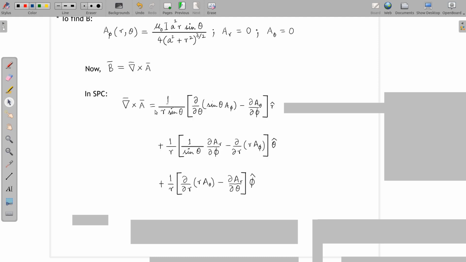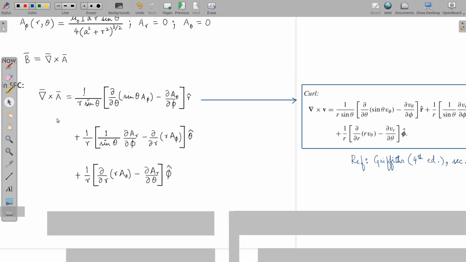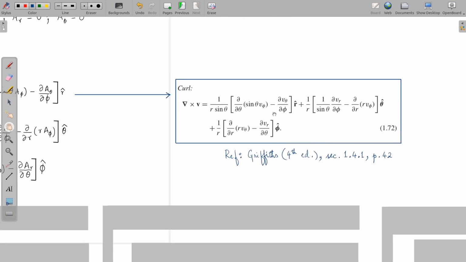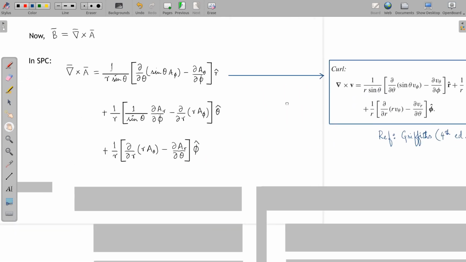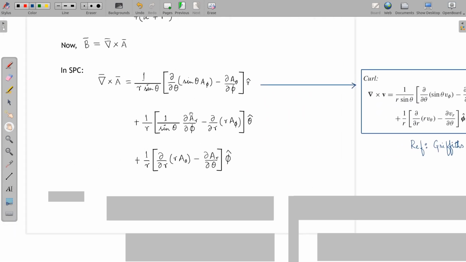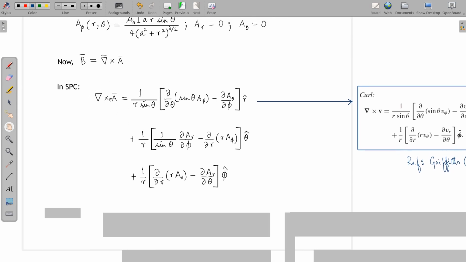But then what is the curl? In spherical polar coordinates, this is how the curl of A looks. And you could refer to Griffiths for this expression that I have given here. The reference is mentioned here. So I just use this expression and I replace this with the corresponding components. So in spherical polar coordinates, this is how you find out the curl of A.